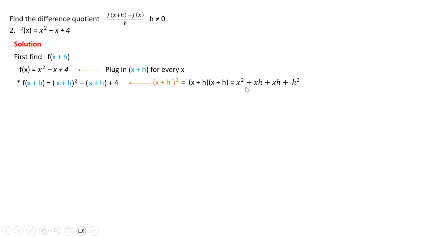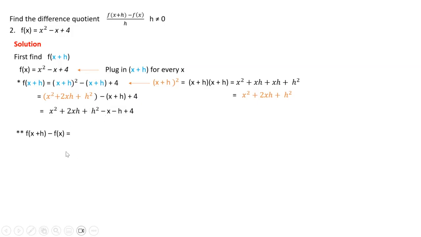Now we can combine like terms. xh plus xh will give us 2xh. So the result will be x squared plus 2xh plus h squared. Okay, so we got that one. Now here I'm going to distribute the negative sign, so it'll be -x minus h, and then we just bring in the 4. So the first step is to find f of x plus h, which we just did.